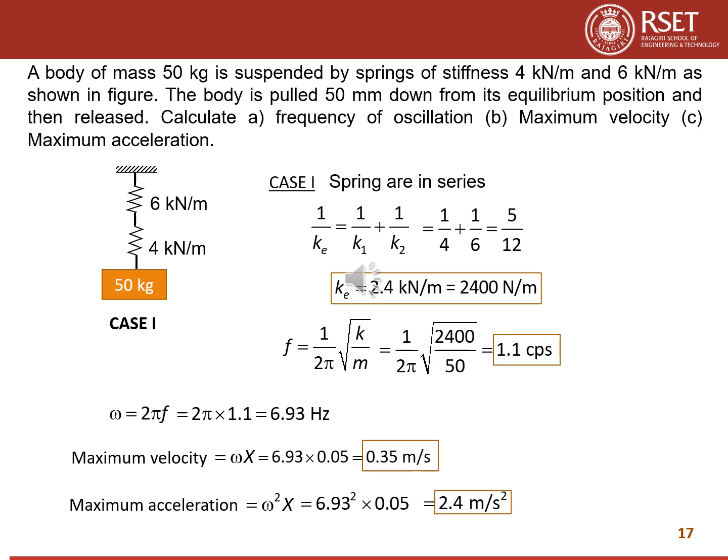Now, to find the maximum velocity and maximum acceleration, we have to find the angular velocity omega. Omega can be found using omega is equal to 2 pi f. From that we can find omega as 6.93 hertz. Now maximum velocity is given as omega x, that is 0.35 meter per second, and maximum acceleration is omega square x, that is 2.4 meter per second square.